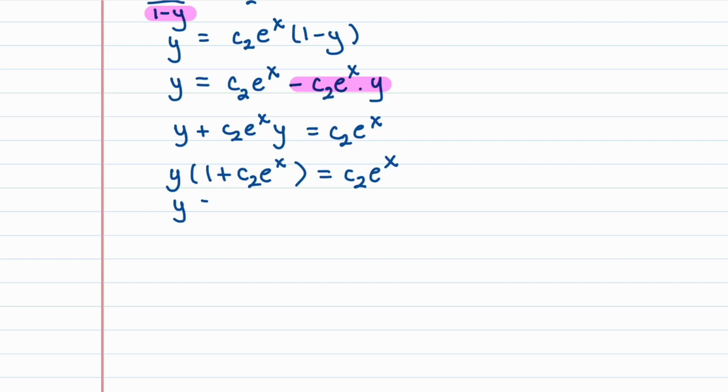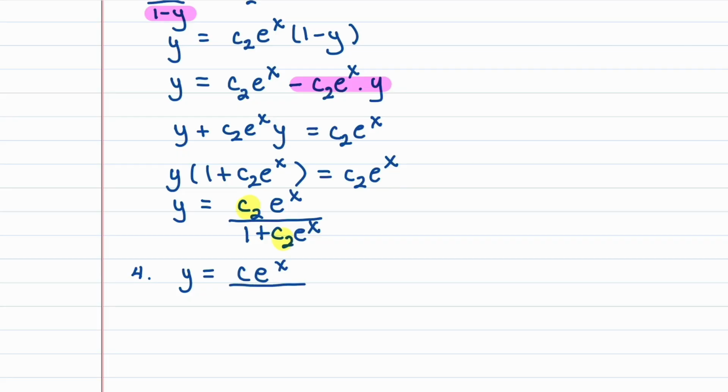Now we can go ahead and solve for y. We are getting close. y is equal to c2 e to the x, all divided by 1 plus c2 e to the x. Our fourth step is to rewrite our constant. I am going to call c2 c. This becomes c e to the x, all divided by 1 plus c e to the x. This is called our general solution.